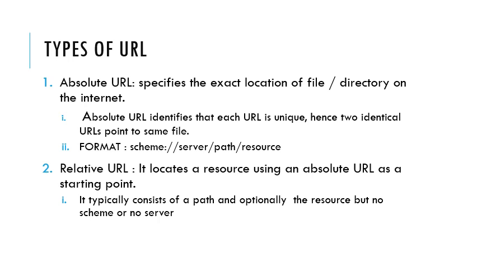So absolute URLs are of two types. An absolute URL specifies the exact location of the file or the directory on the internet. So an absolute URL is unique, and hence two identical URLs will point to the same file.